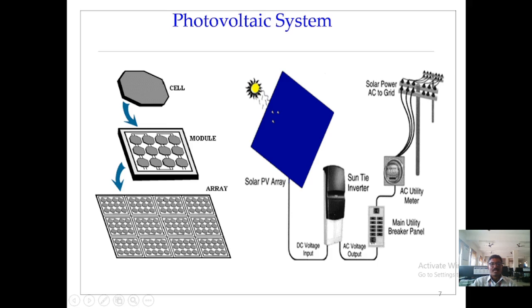The solar PV directly converts light energy to electrical energy, and a DC output is received from the photovoltaic cell. That photovoltaic cell output is connected to an inverter. The inverter converts the DC to AC voltage. That AC voltage is given to the utility grid through the AC utility meter, which is a bidirectional meter.